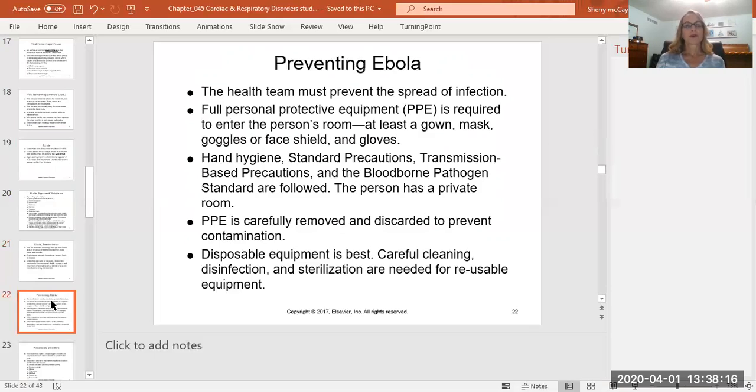Let's see. Preventing the spread of Ebola. The health team must prevent the spread of infection. Full personal protective equipment, or PPE, is required to enter the person's room: at least a gown, a mask, goggles or face shield, and gloves. Hand hygiene, standard precautions, transmission-based precautions, and bloodborne pathogen standards are followed. The person has a private room. PPE is carefully removed and discarded to prevent contamination. Disposable equipment is best. Careful cleaning, disinfection, and sterilization are needed for reusable equipment.